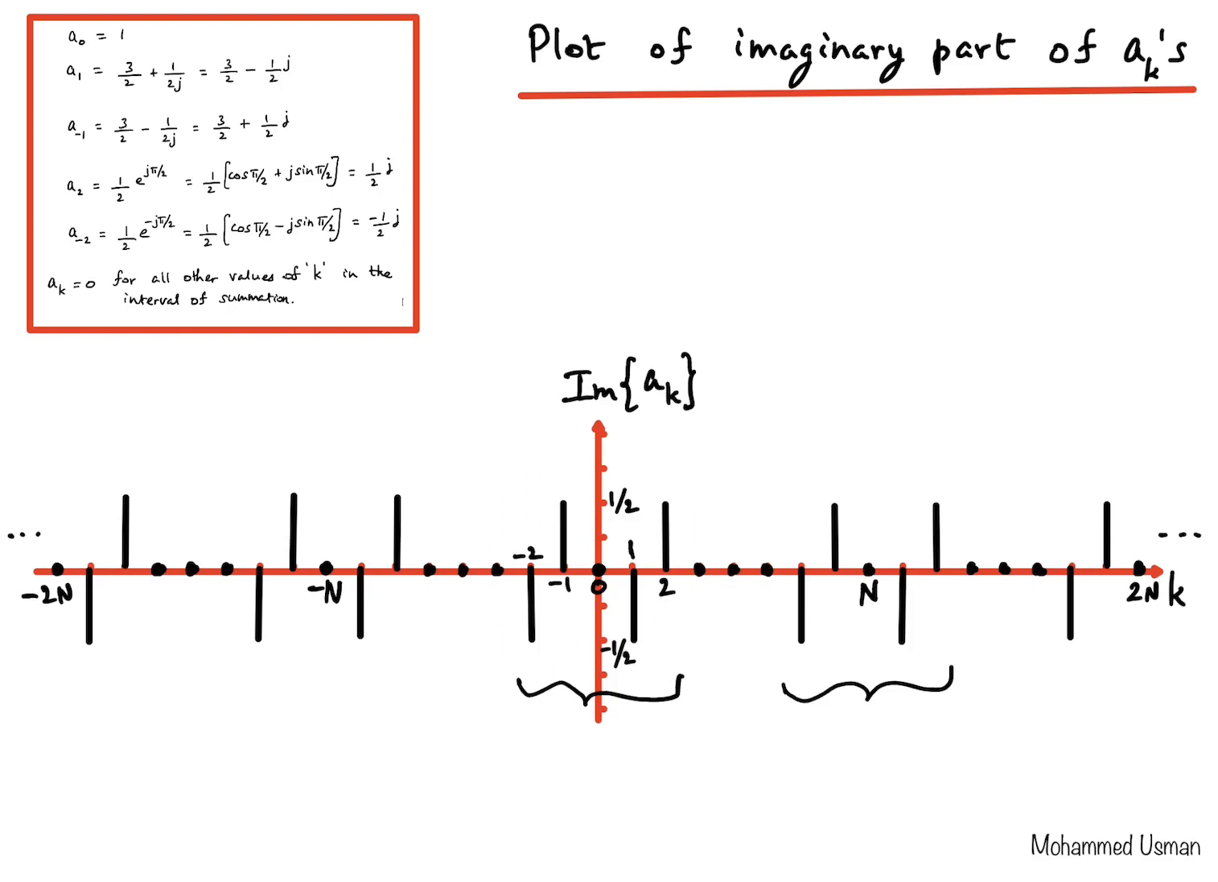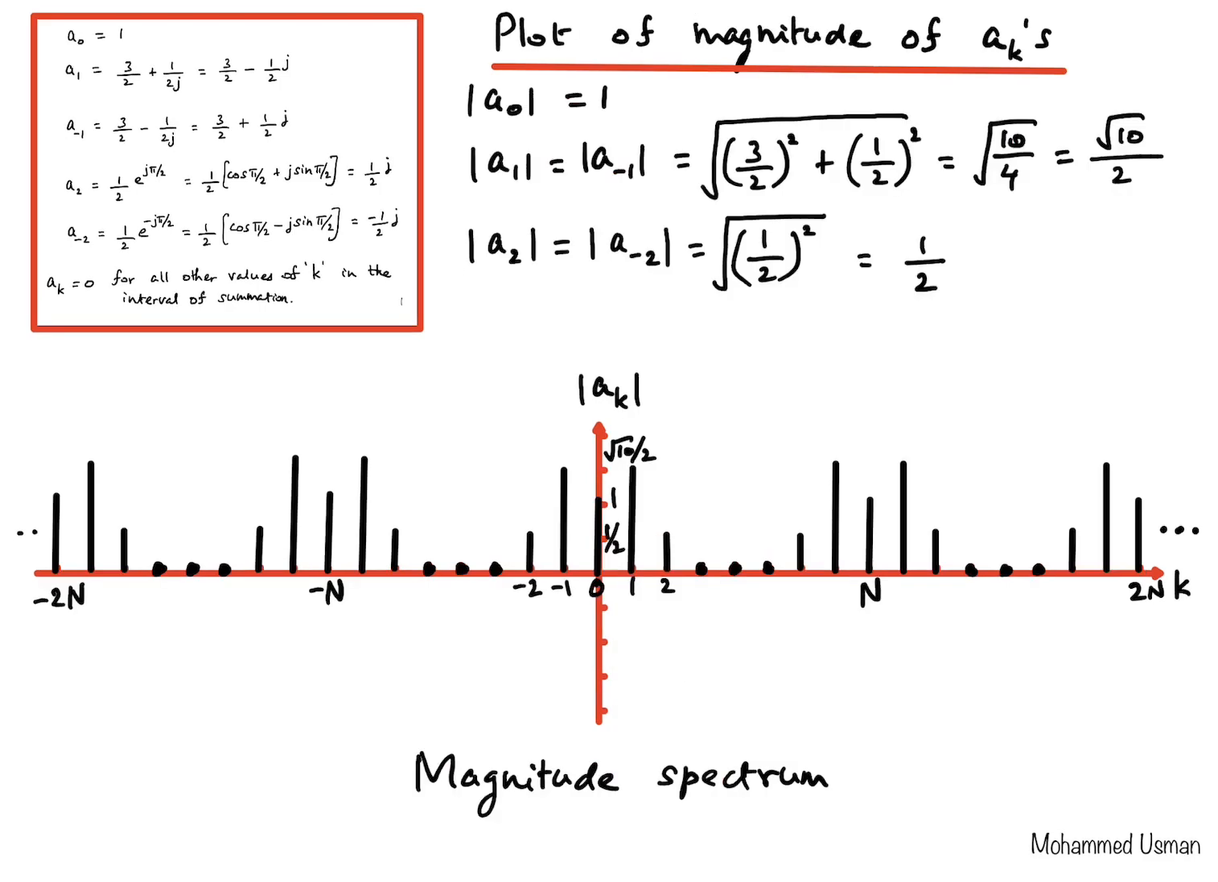But this entire sequence is repeating, centered on n, centered on 2n, similarly centered on minus n, centered on minus 2n, and so on. So this is the plot of the imaginary part of the Fourier coefficients. Next, we will plot the magnitudes of the AKs. These are all complex numbers, so we'll take the magnitudes.